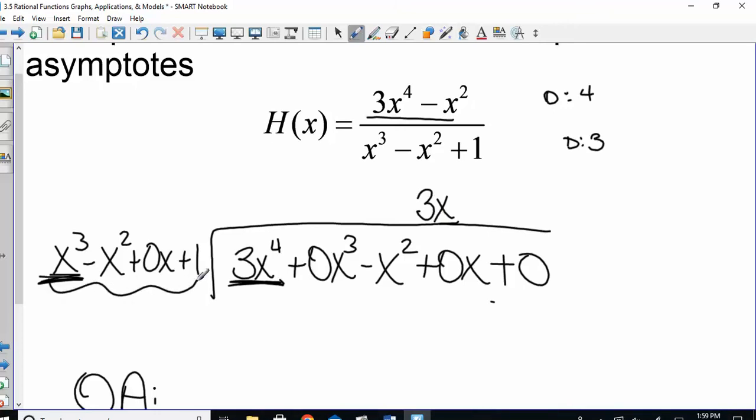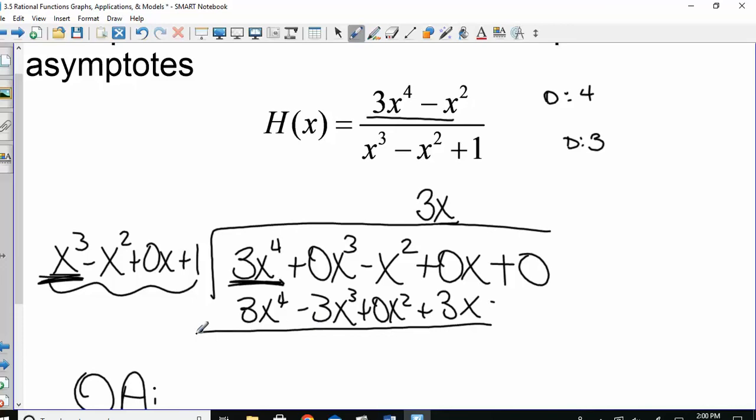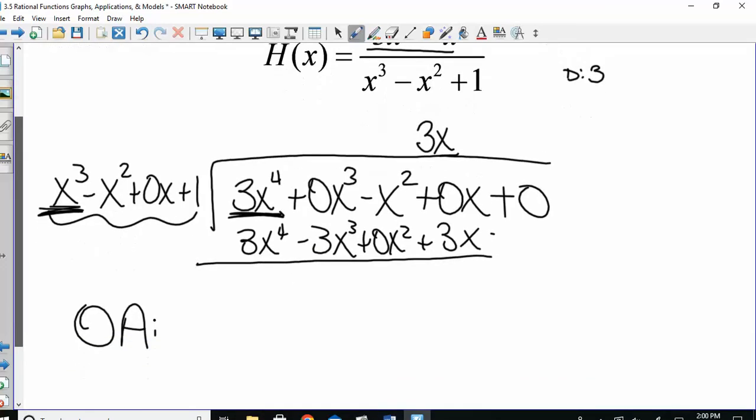Then you multiply, so you have to take 3x times this entire thing. So 3x times x cubed is 3x to the 4th. 3x times negative x squared is negative 3x cubed. 3x times 0x is 0x squared. 3x times 1 is 3x. Do you remember what we have to do here? Subtract. So we usually just ran a negative through, changed all of these signs.